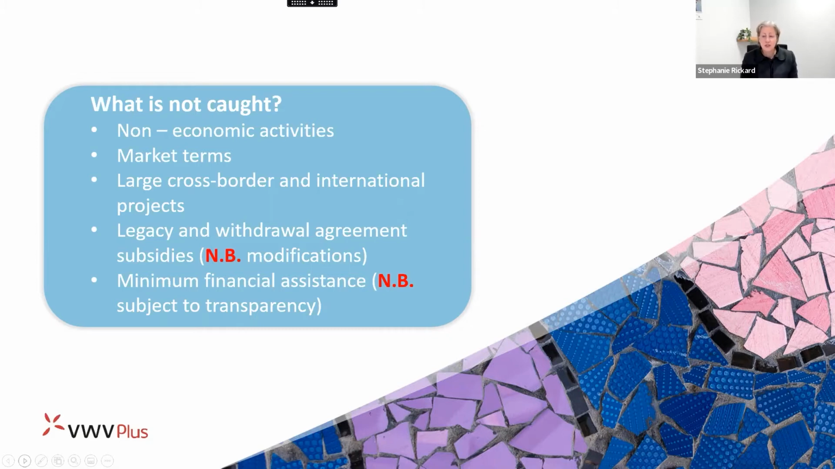Now, some of the specific exemptions under the Act, there's an exemption for large cross-border and international projects. And the guidance that has been issued by BEIS recently recognises that there may be some international projects for research which are exempt. And I suspect they're thinking of schemes such as Horizon there, although we haven't got any further guidance.